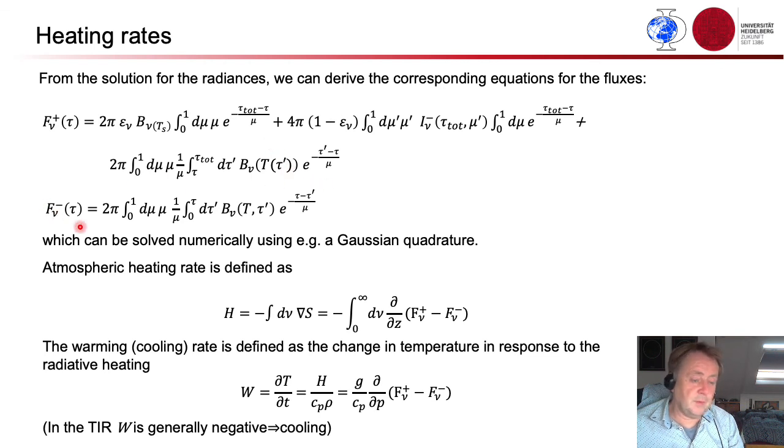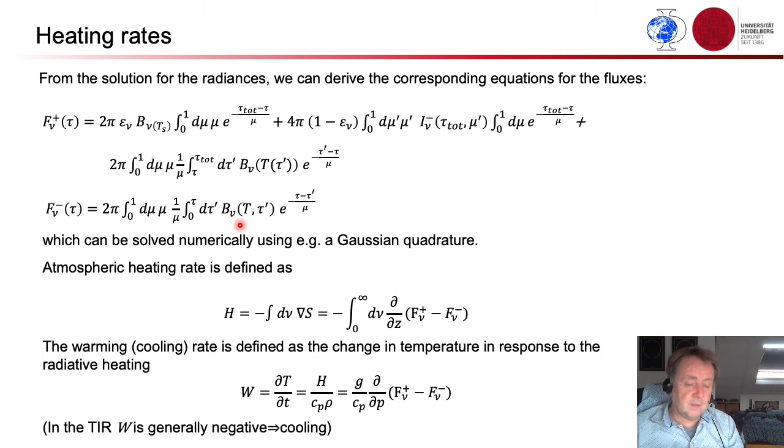And the same is true for the downward directed flux F minus, and here 2 pi because we have already performed the integral over the azimuth, that gives us 2 pi, and then the integral over the cosine of the zenith going from 0 to 1, and then that is the expression of the radiance from the previous slide. All that can be solved. You see that we have here again an integral over angles that may remind you of the solution of the multiple scattering problem. And again here you can use a Gaussian quadrature to approximate that.